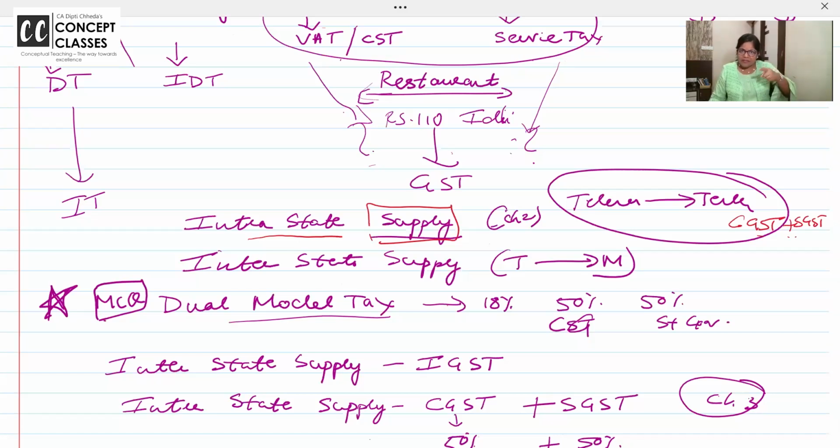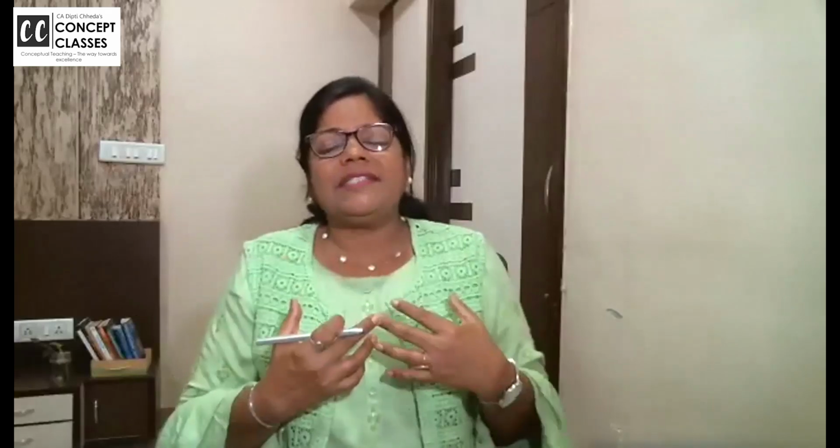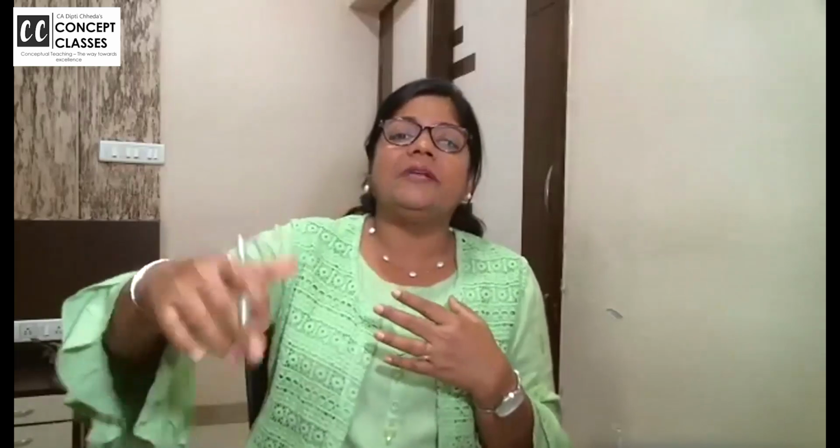Say the rate is 18%. So within the state, 9% CGST will be charged, which will go to the center, and 9% SGST will be charged, which will go to the state. If it is interstate, 18% IGST, interstate GST, will be charged, which will go to the state. But let me tell you one thing that should be very clear. GST is a destination based tax. So if I am the supplier in Hyderabad, supplying the goods to Delhi, it is interstate, but the credit will go to Delhi, not to me.